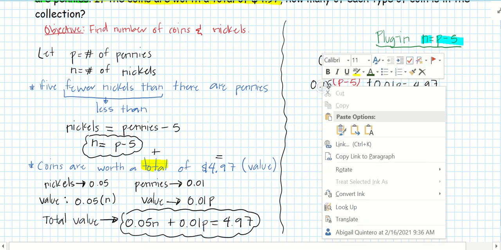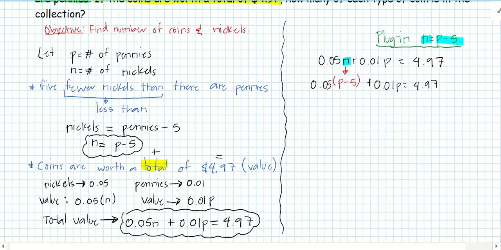So what I'm going to do is go ahead and move the decimals twice to the right for every single term. Keep in mind that whenever we are moving decimals, they need to be moved the same amount of times for every single term. So I have to move it for the 0.05, for the 0.01, and for the 4.97. So every single term in the equation, okay?